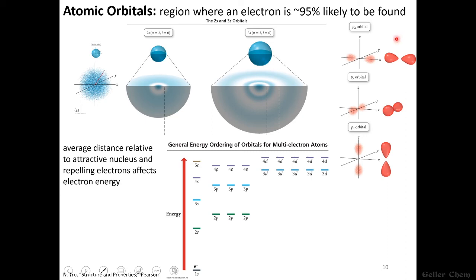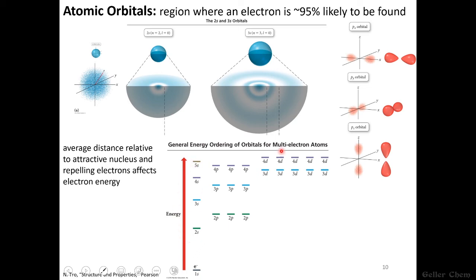But there are also orbitals known as p orbitals that have these dumbbell-like shapes and exist in different orientations. And they can also increase in size with this principal number. And then there are d orbitals, which we're not even going to touch in this course. The important thing to take from all of this is that there are various positions that an electron can take within an atom. And that position ultimately determines the average distance that an electron is from the attractive nucleus and other repelling electrons. That in turn affects the energy of the electron.